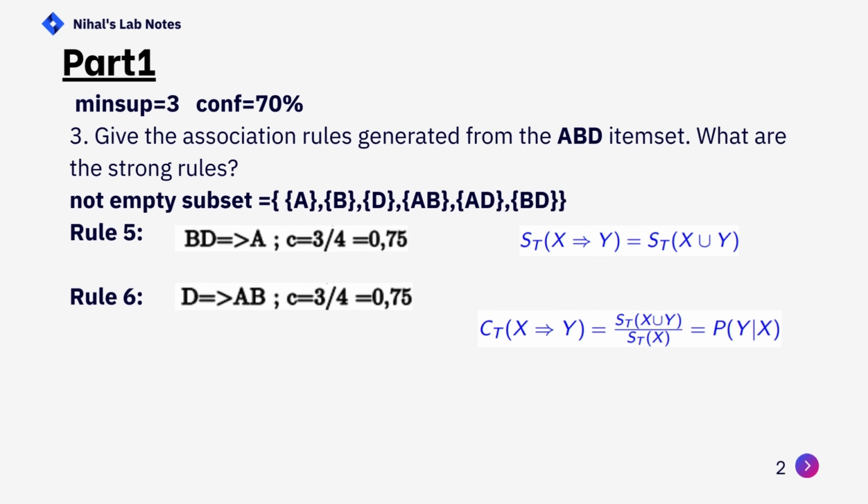Now let's see rule number 5. The confidence is also equal to 75%, it's greater than 70%, so it's a strong rule. For rule number 6, the confidence is also equal to 75%, it's greater than 70%, so also it's a strong rule.